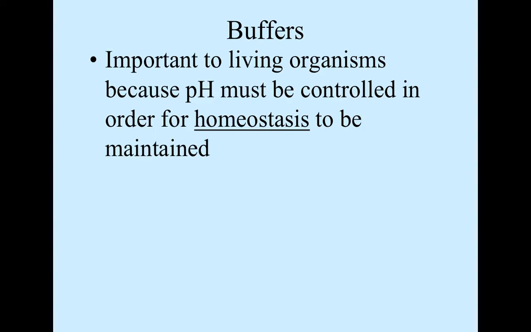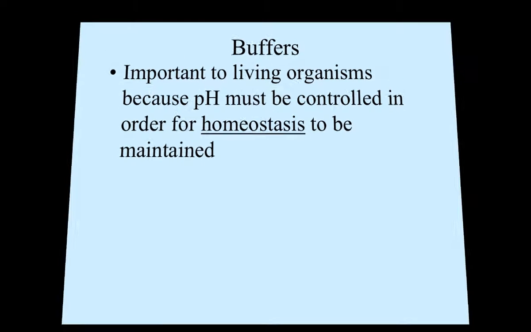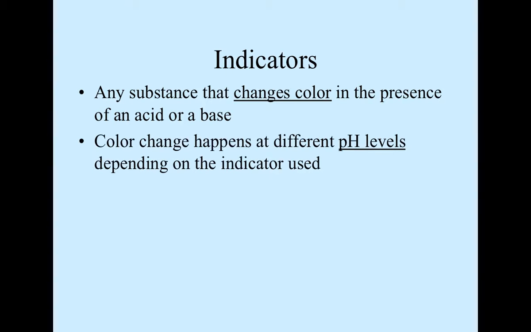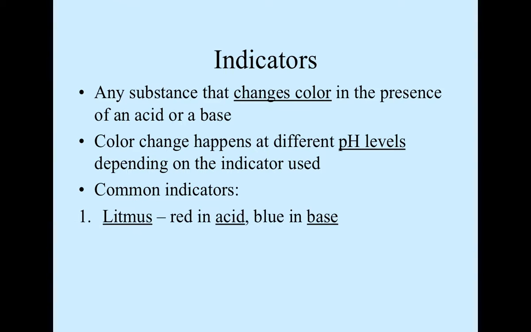Now, when we looked at characteristics of acids and bases, we also had talked about indicators. And acids and bases are capable of changing indicators. And indicators are any substance that changes color in the presence of an acid or a base. And the color change will happen at different pH levels depending on which indicator we use. Some common indicators include things like litmus paper. Litmus paper will stay red or turn red in an acid, blue in a base.